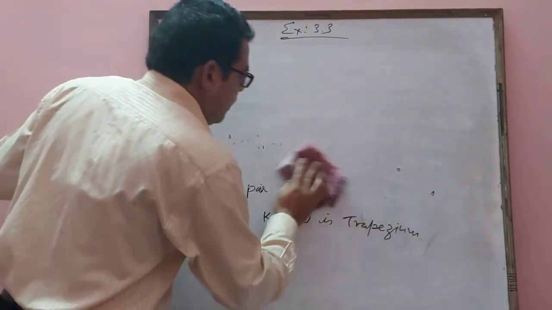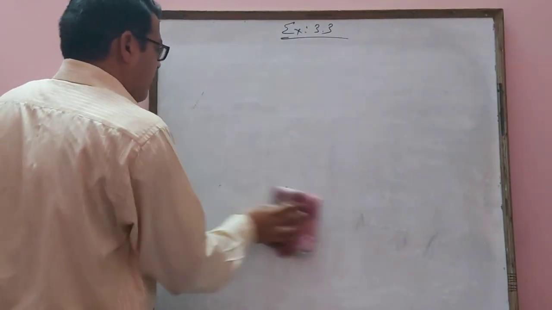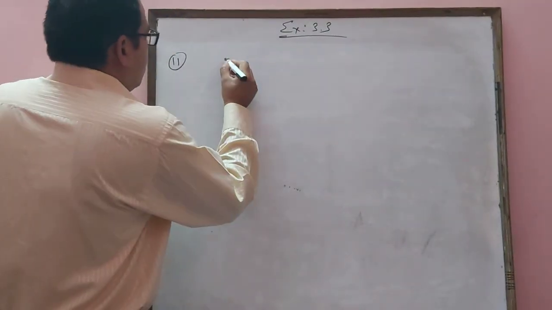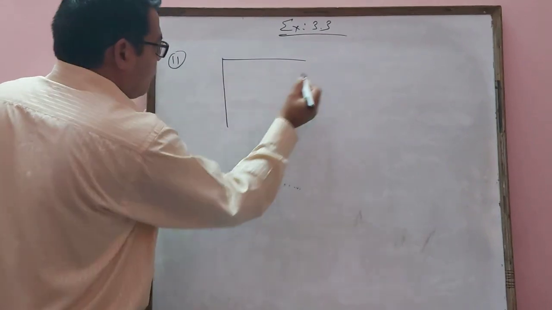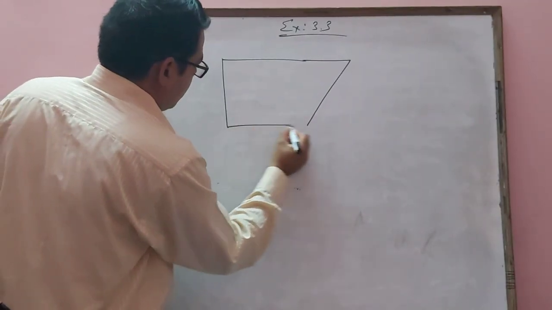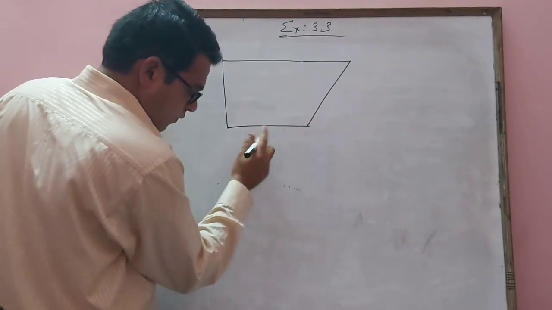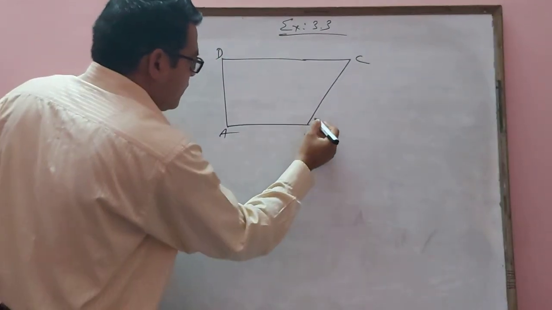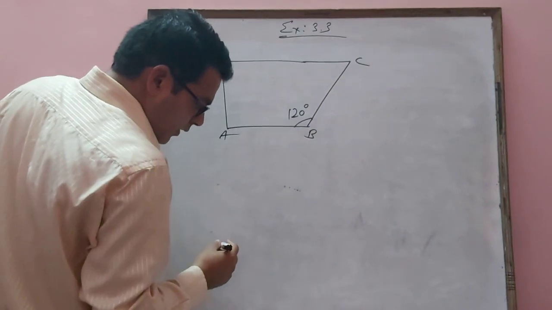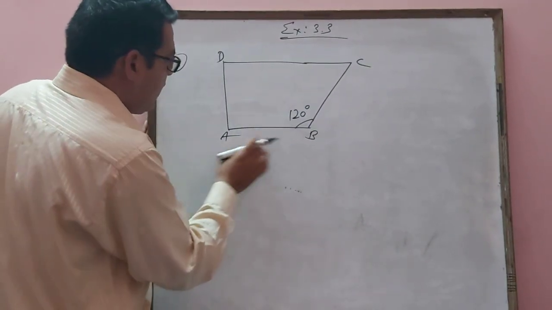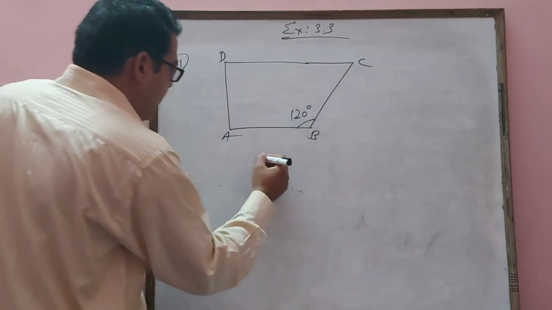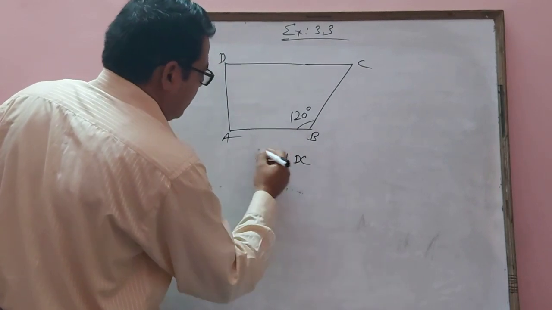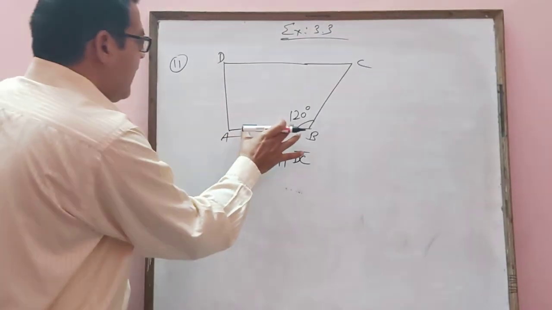Right? One more question is there. One boy was having a problem in this question also. Question number 11. One diagram is given there. This is A, this is B, this is C, and this is D. This is 120 degree. Right? A, B, C, D. And one more thing is given here. AB is parallel to DC. This AB is parallel to this.